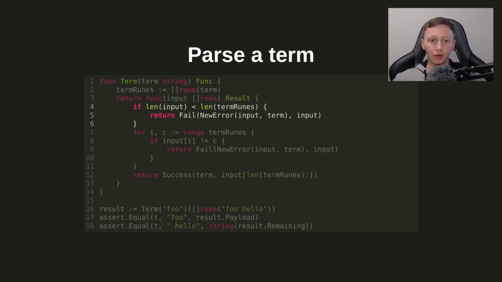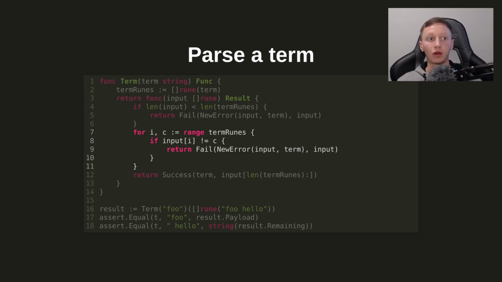Now the first thing we do in the body of our parser is check that the input we're provided is actually long enough to contain the term, and if it's not, we can error out immediately. Otherwise we'll walk each individual character that we're looking for, and make sure that the input character equivalent matches that. And if not, we return our fail, just like before.